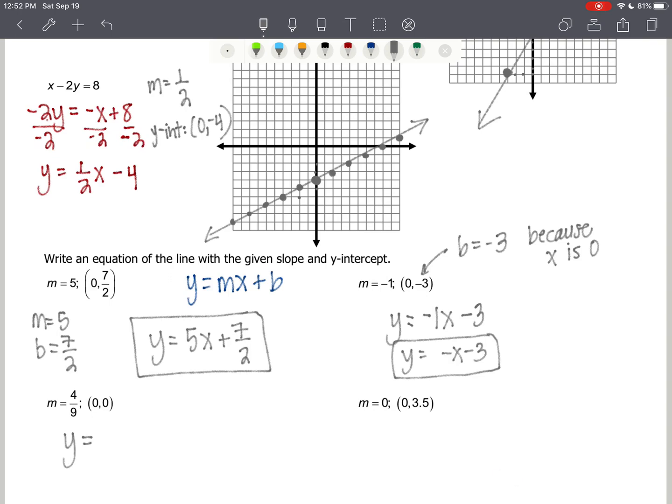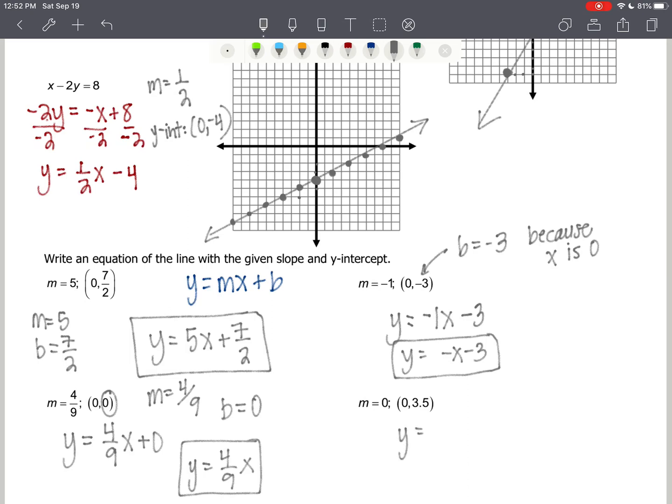Okay, welcome back. Y equals 4/9 x. M is equal to 4/9. And then b is going to equal 0. So our answer is just y equals 4/9 x. And then we've got y equals, put a 0 in for m. So 0 times x plus your y-intercept of 3.5, and we get y equals 3.5.